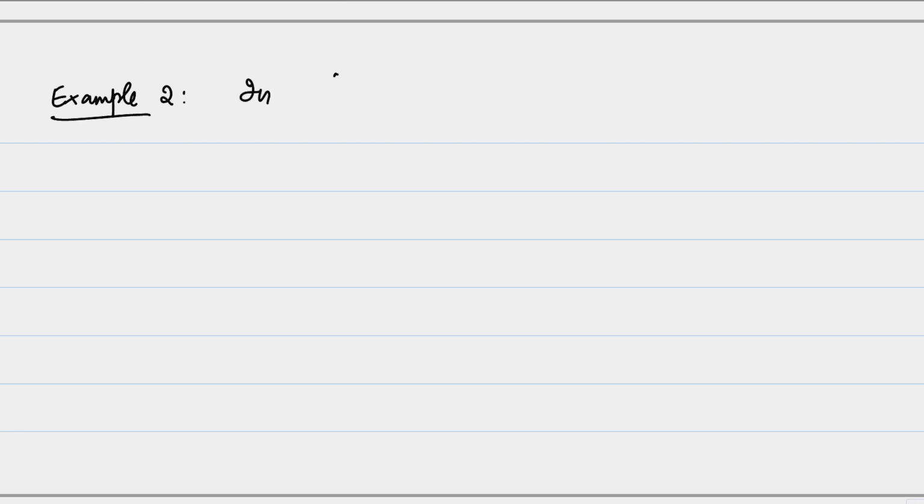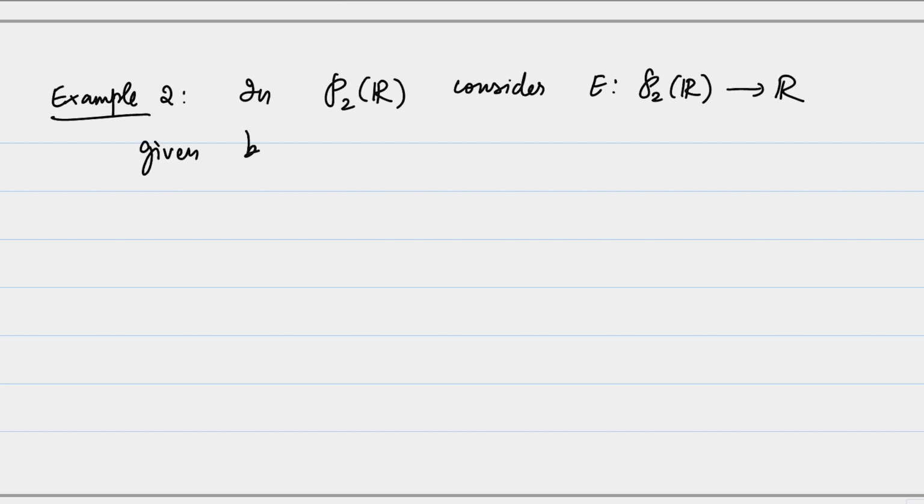So in P2 of R, consider the evaluation map. Consider E from P2 of R to R given by E of p(x) equals the evaluation at 0. Recall that this is indeed a linear transformation. In fact, it's a linear functional because it is onto R.